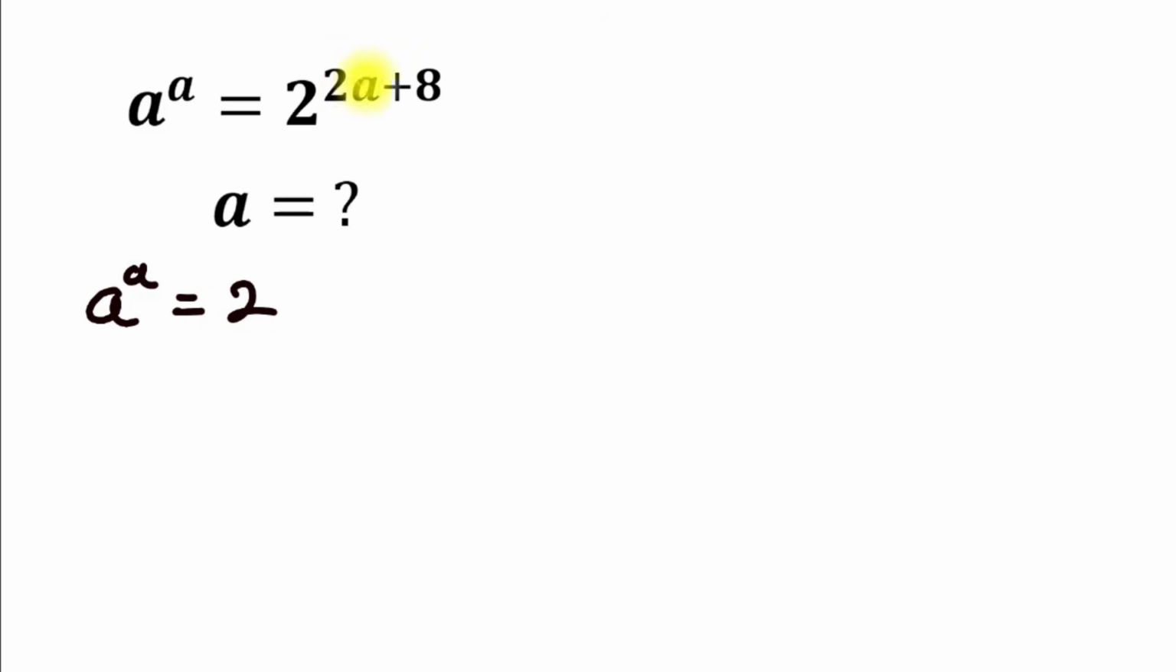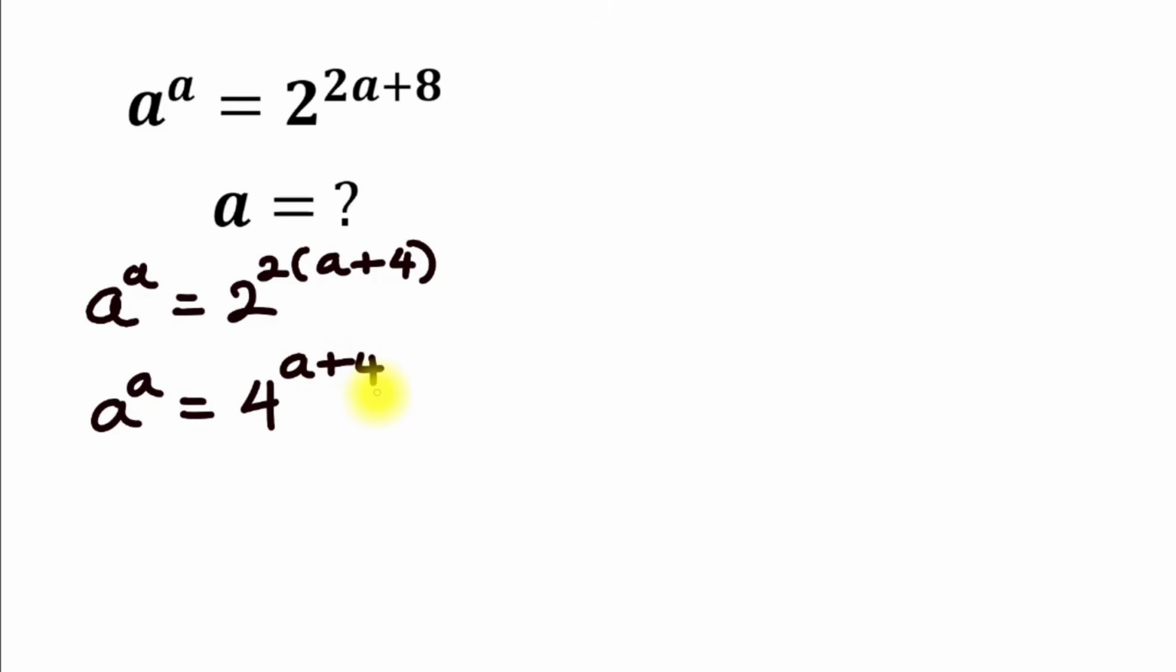Now notice that 2 is common in this exponent. So I'm going to be factoring out 2, open bracket. Now 2a divided by 2, I have a, so I'm going to be writing a here, plus, and then 8 divided by 2 is 4. Very good. And then this becomes a to the power a equal to, now from indices, I can say 2 squared gives 4. Now I'm left with a plus 4 as the power.